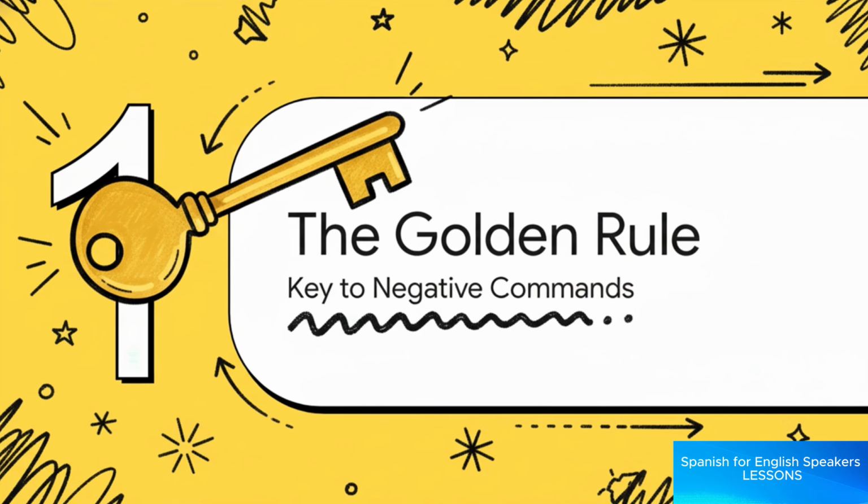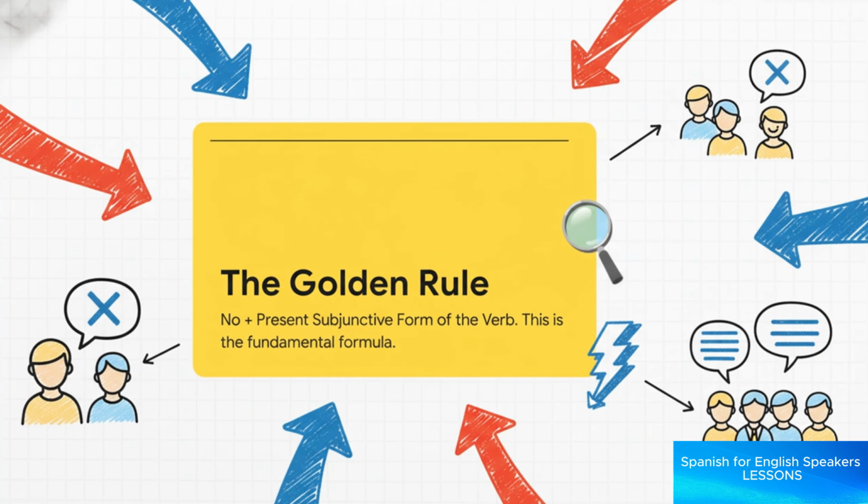Honestly, this is the key to unlocking negative commands. If you can get this one concept down, everything else just kind of falls into place. It's a real game changer. And here it is. The magic formula is just no plus the present subjunctive form of the verb. That's it. Now, don't let the word subjunctive scare you. It's just a specific verb mood, and for our purposes today, it's the mood for commands.